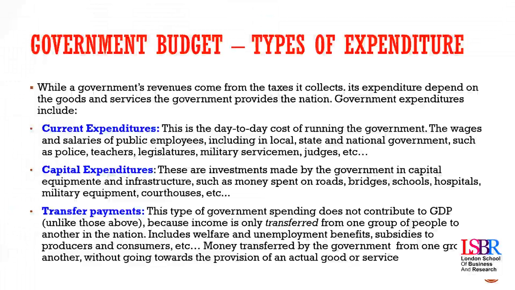And finally, we have what's called transfer payments. So transfer payments basically are a type of government spending that doesn't necessarily contribute to your GDP. Why is that? Because income is only transferred from one group of people to another. So what's a transfer payment? A transfer payment is basically the government's way of trying to reduce inequality in the UK. So that can include things like welfare and unemployment benefits.